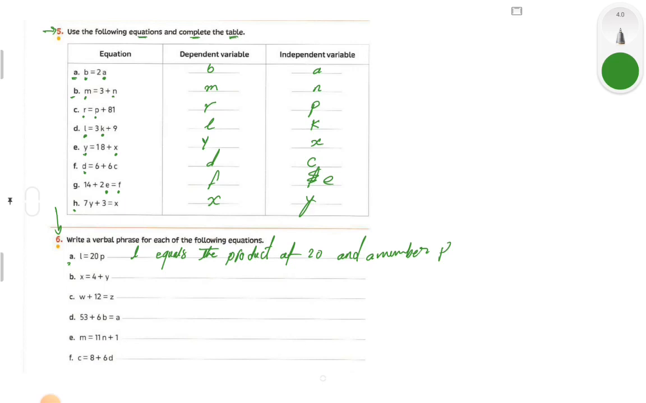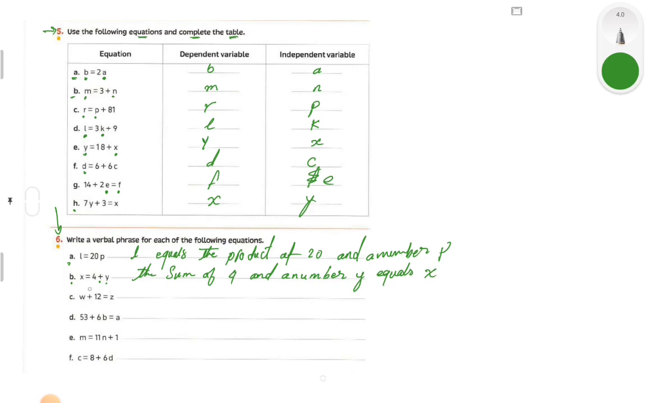Here we have addition, x equals 4 plus y. So I can say the sum, addition, I can write it as a sum. The sum of what? Of 4 and a number y as a variable equals what? Equals x.